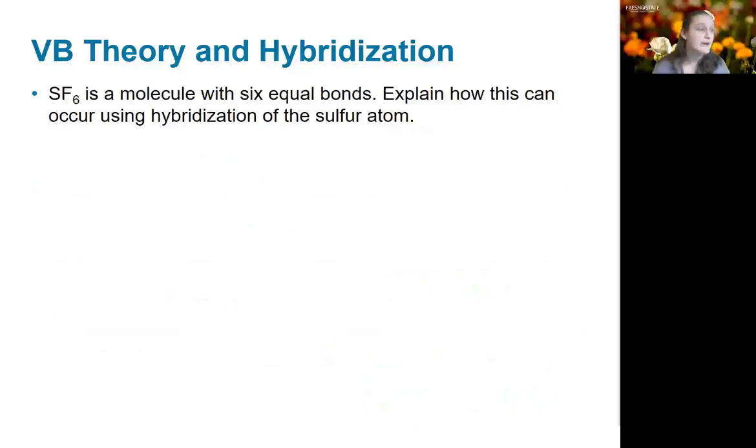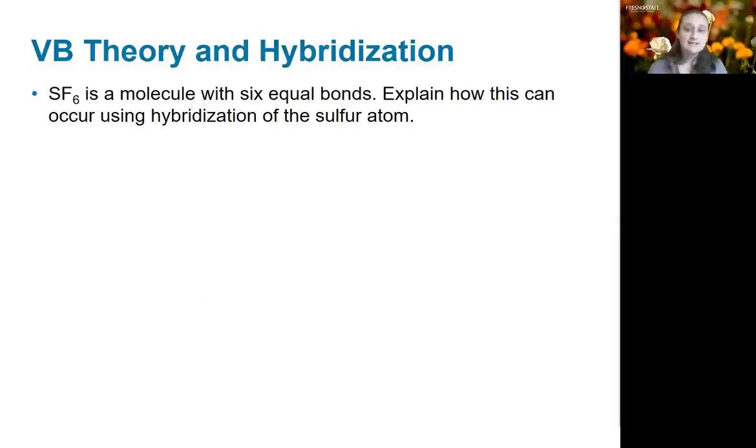For a last question about hybridization, let's think about SF6. So SF6 is a molecule that has 6 equal bonds. Explain how you can have a molecule with 6 bonds that are equal using the hybridization model for the sulfur atom. So again, pause the video, take a minute, and think about how this is going to work. And assuming you've done that, let's proceed to discuss the answer.